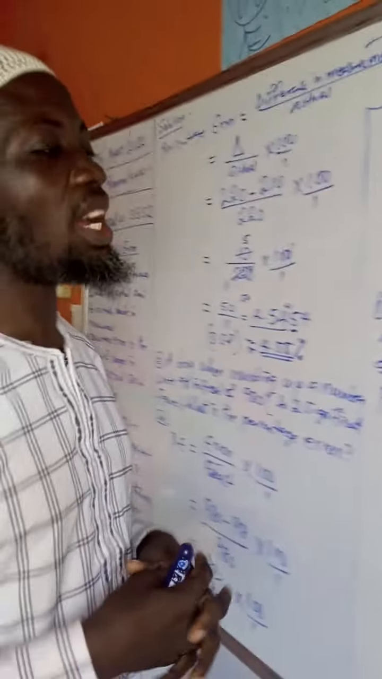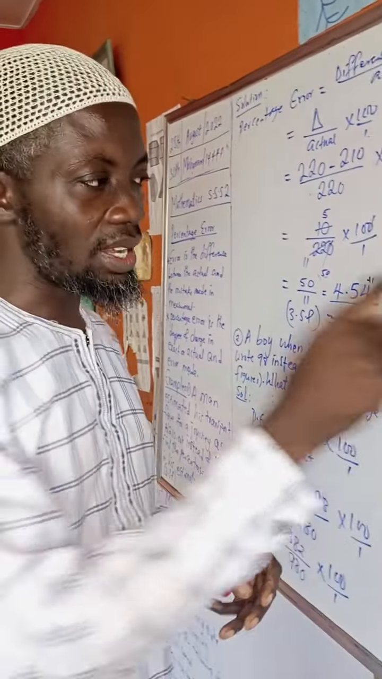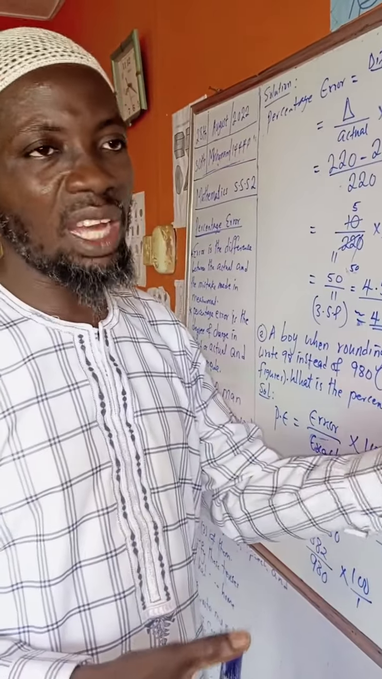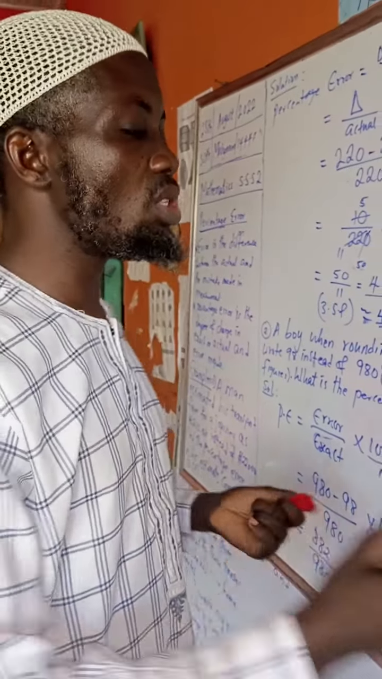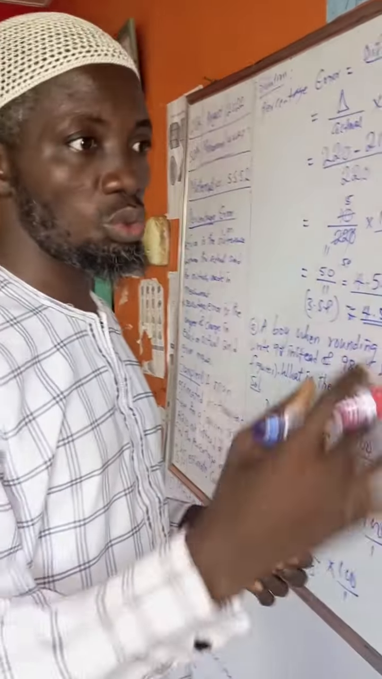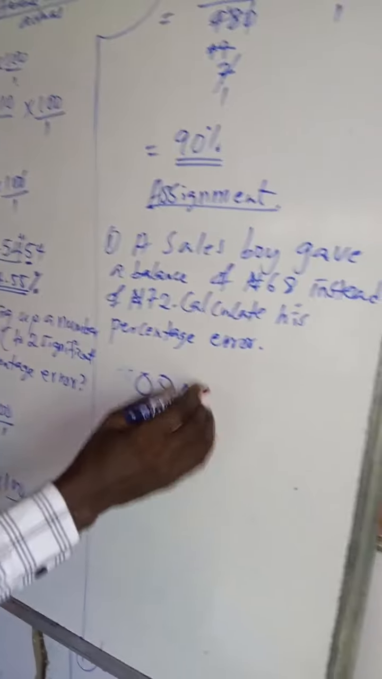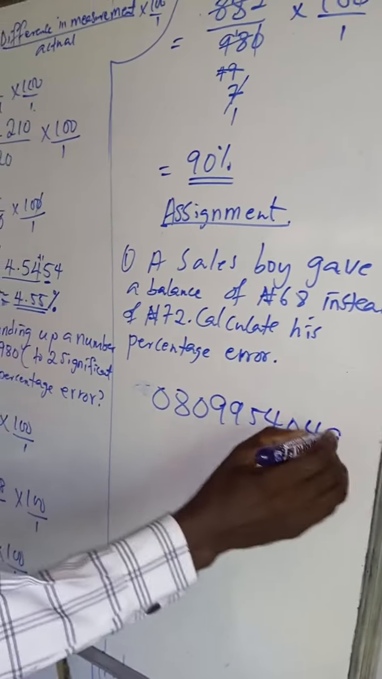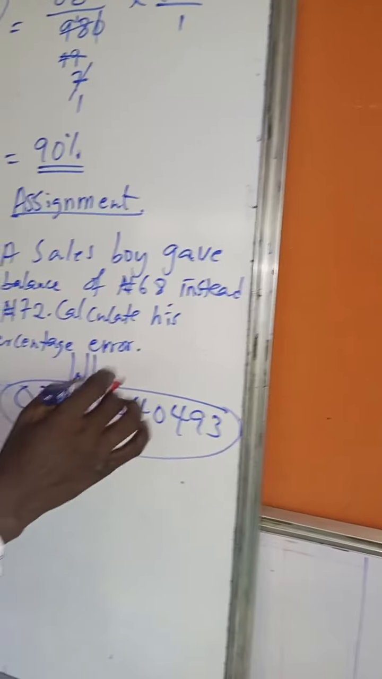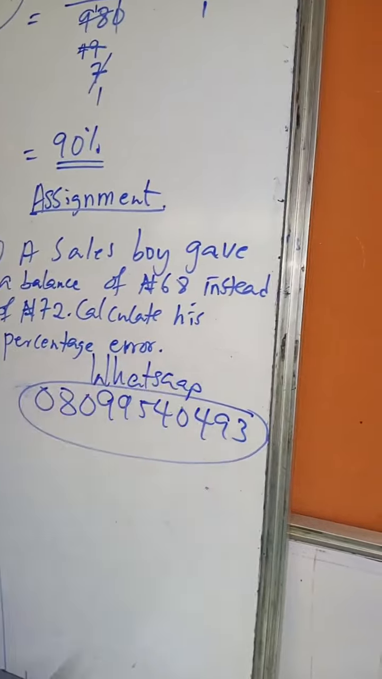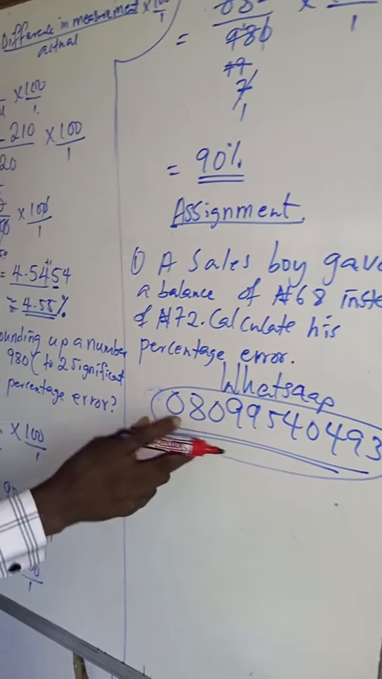If you show your child that, oh, look at it, this is simple now, ask him to sit down and solve it. If you are not sure, send it to me, or you send it to this WhatsApp number and I'll be able to reply you. 08099540493. So this is the WhatsApp number. Let's send it to this WhatsApp number.